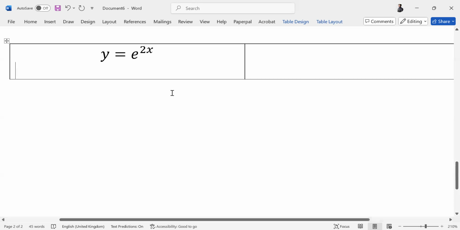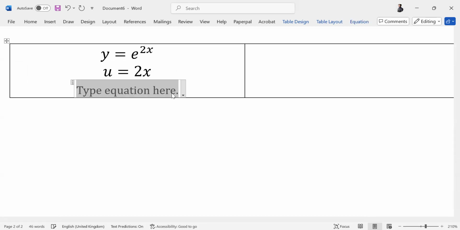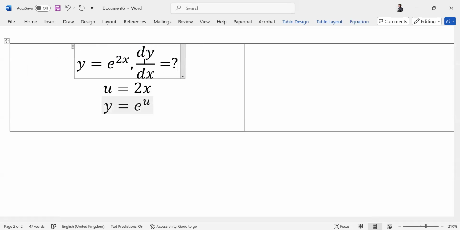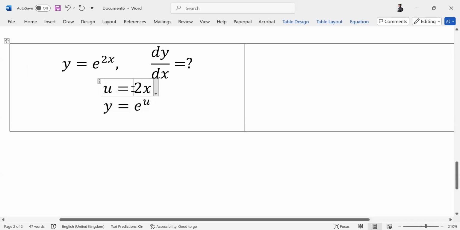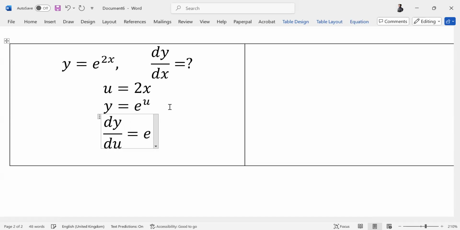Again, taking the support of the chain rule, can I say u is 2x? If I use this substitution, can I write y is e to the power u? Remember, this is my question, and I'm in search of dy upon dx. Is that right or wrong? So if I take u as 2x and y as e to the power u, what is this derivative called? dy over du is e to the power u. Does this make sense?